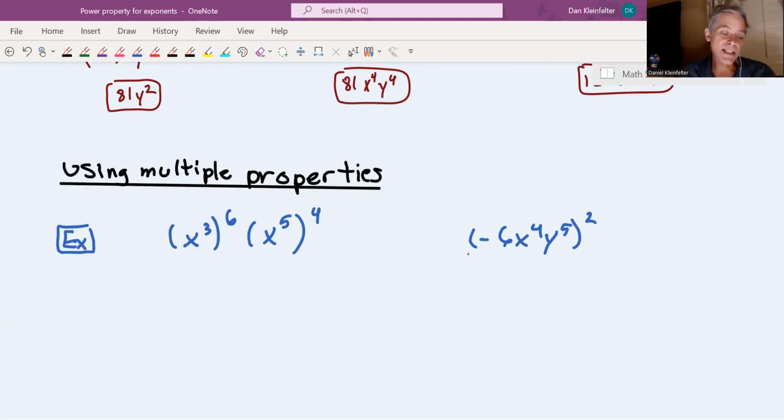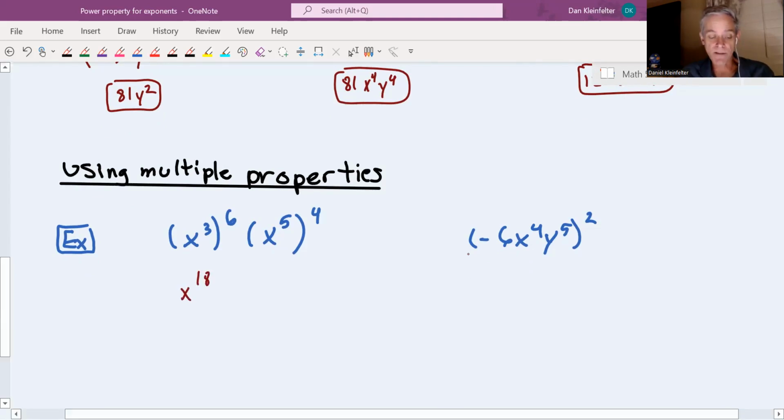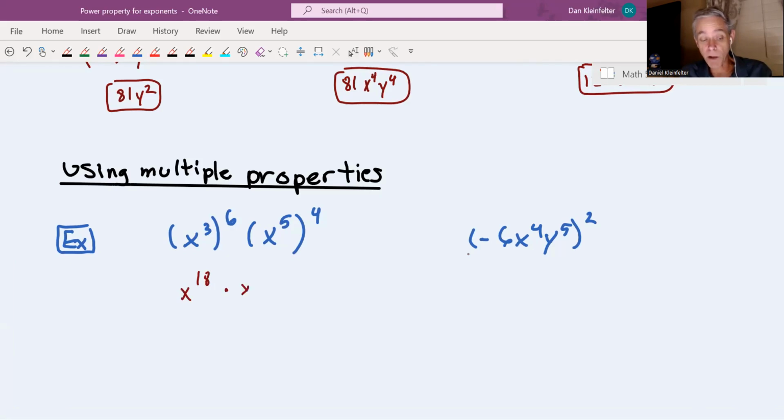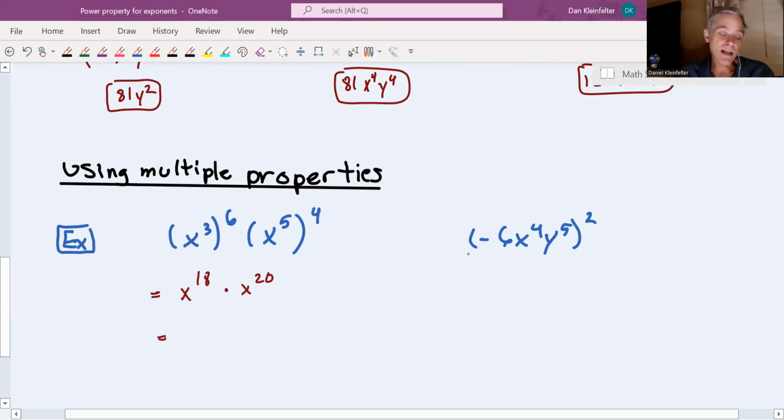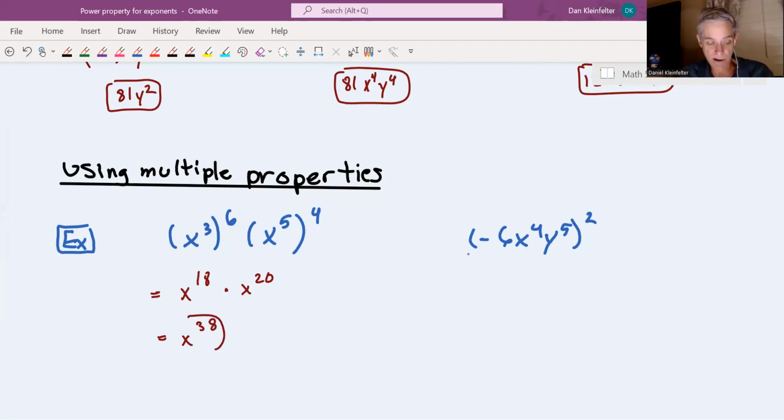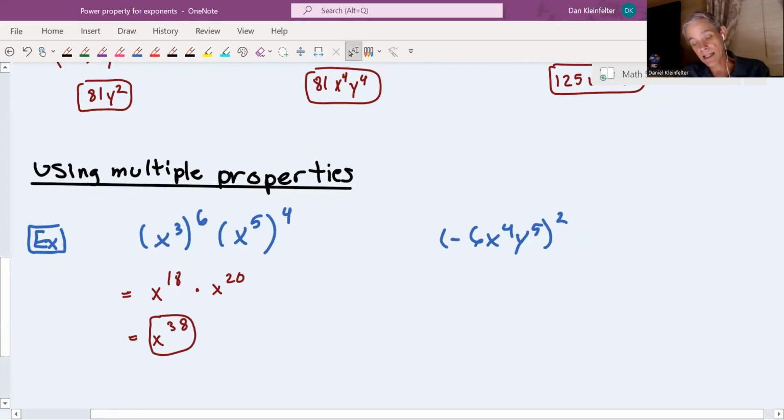So x cubed raised to the sixth power, that's a power to a power, so we'll multiply exponents. That will give us x^18. For the second part, we have x to the fifth raised to the fourth power, multiplying exponents. That gives us x^20. Now we have the same base, and so we can add exponents because we're multiplying. This will be x raised to the 38th power. Okay, let's try the next one.